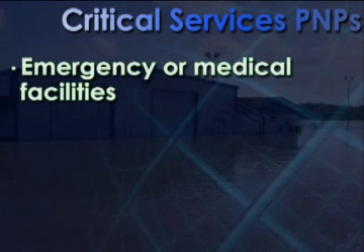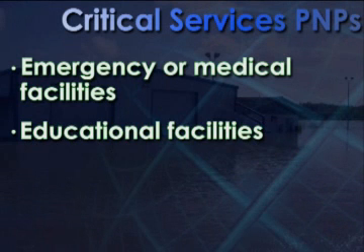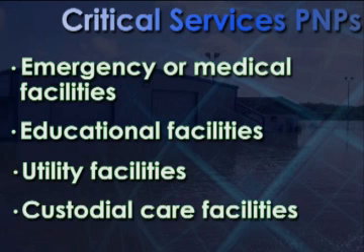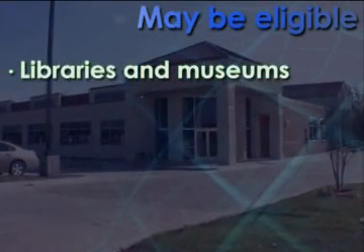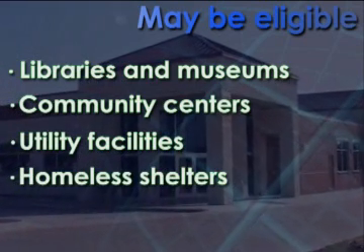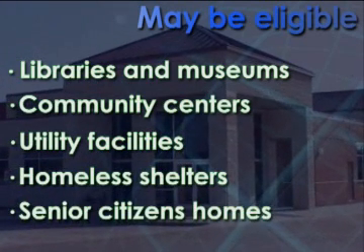Eligible PNP facilities provide either a critical or essential government service. Examples of PNPs that provide critical services are emergency or medical facilities, educational facilities, utility facilities, and custodial care facilities. Other organizations that provide essential governmental service may also be eligible for some reimbursement. Some examples are libraries, museums, community centers, homeless shelters, and senior citizens' homes.